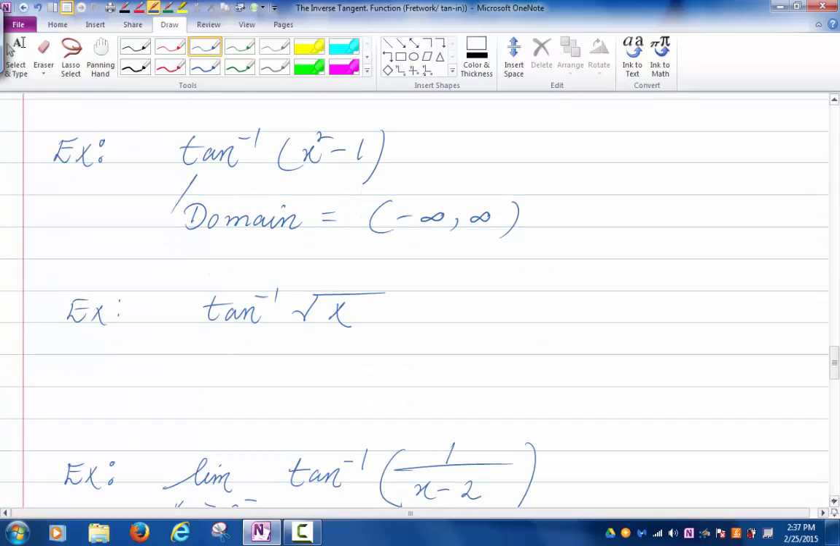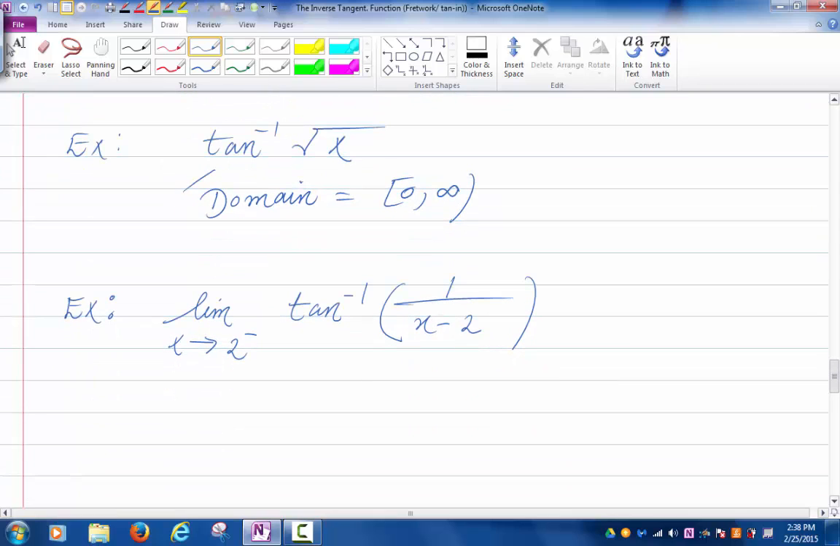How about tangent inverse of root x, though? What's the domain now? Yeah, now x cannot be any real number. X has to be a non-negative number, because otherwise you cannot apply the even root. Because of the even root, x has to be 0 or positive, right? 0 or positive. And then I'm going to get another positive number, and I can apply tangent inverse to that, so there is no problem. So that's the domain in that case.